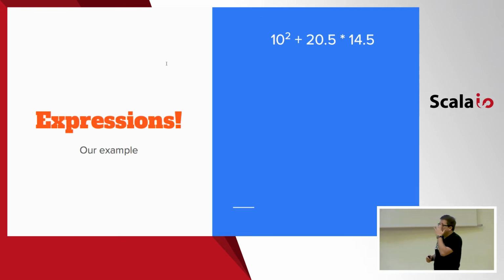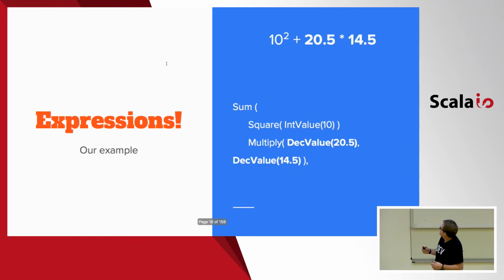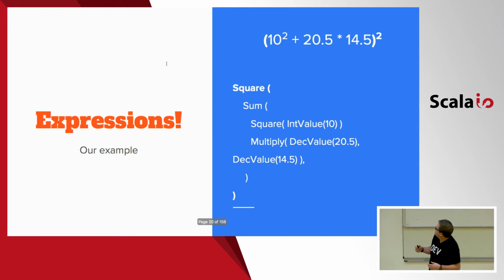Now, for this talk, I've created this little example of expressions, because if you really think about expressions, they are sort of a recursive structure, right? You might have this equation here, where you sum two expressions together, where the first element is 10 squared, and the other one is a multiplication between two values. And if I would like to square this whole thing one more time, I would just compose that thing in one more square.